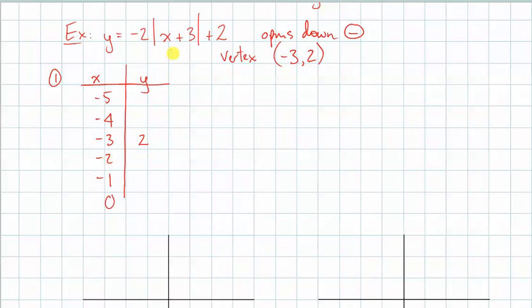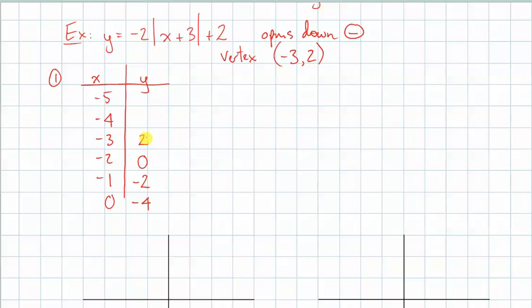So negative 2, add 3 makes 1. Absolute value is 1. Multiply by negative 2, that makes negative 2, and then add 2. Well, that's 0. Okay, at negative 1, we'll substitute that in here. This makes 2. Multiplying by that makes negative 4. Add 2 is negative 2. And with 0, I get 3. Absolute value is 3. Multiplied by negative 2 is negative 6. Add 2, that's negative 4.